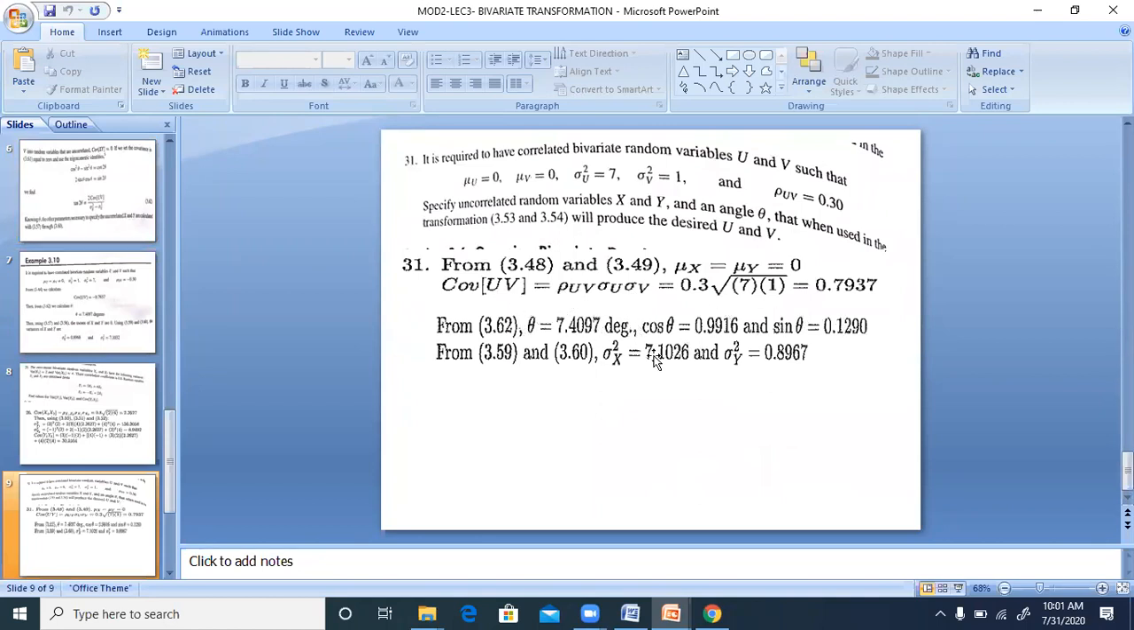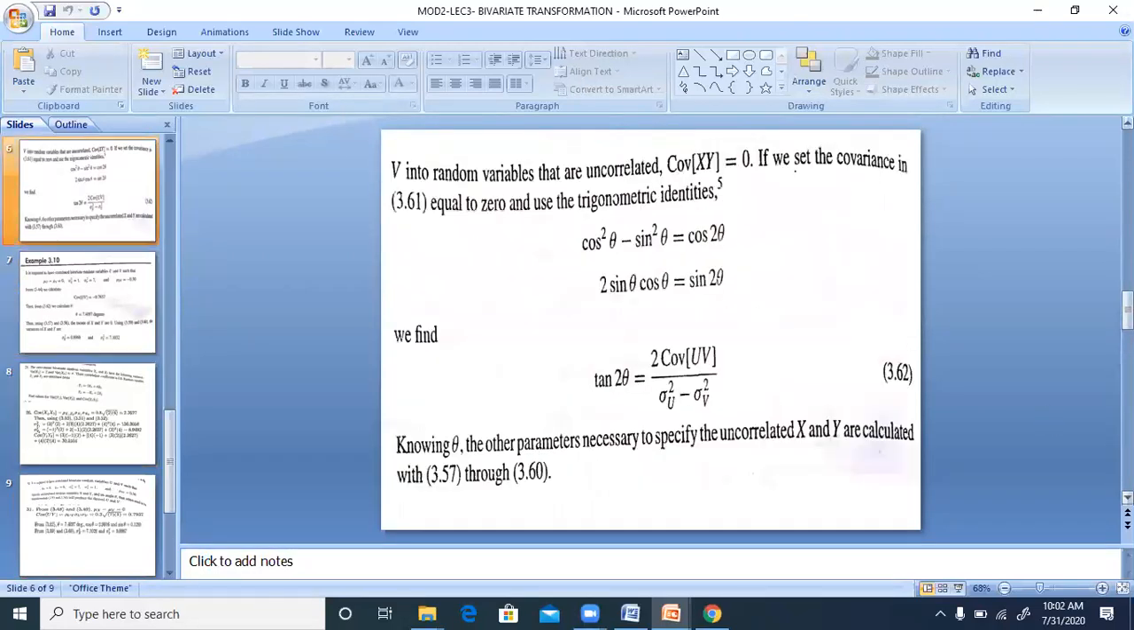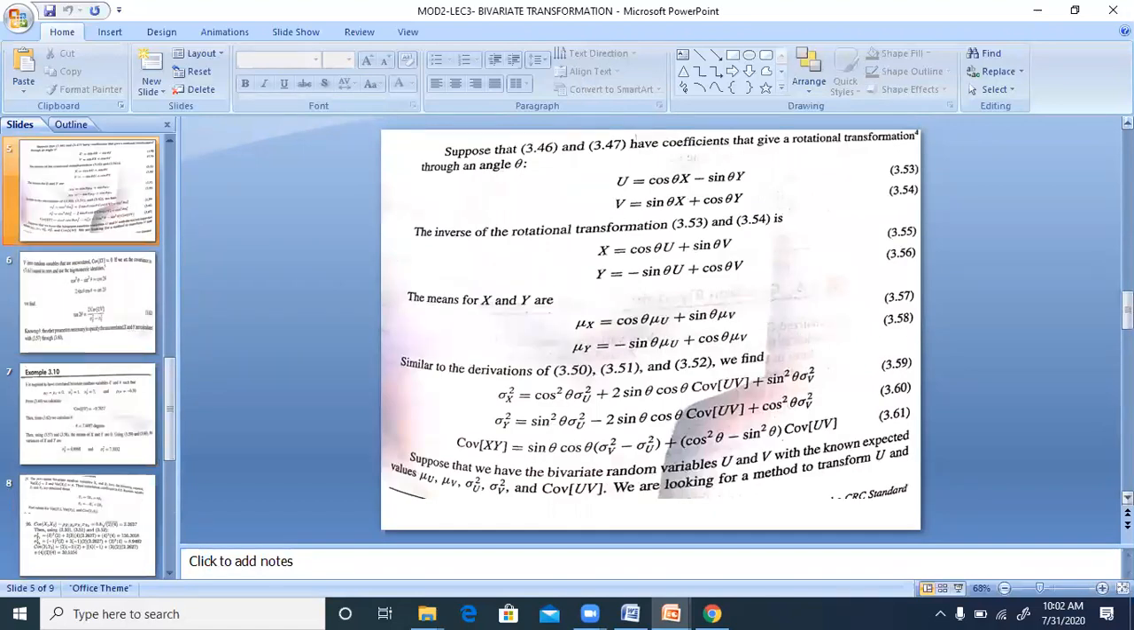Okay, once you have found theta, you can find the cos theta and the sin theta corresponding to that. And then from 3.59 and 60, which is the equation given over here, these are the two equations. Sigma x square is equal to cos square theta sigma u square plus 2 sin theta cos theta covariance of uv plus sin square theta sigma y square.